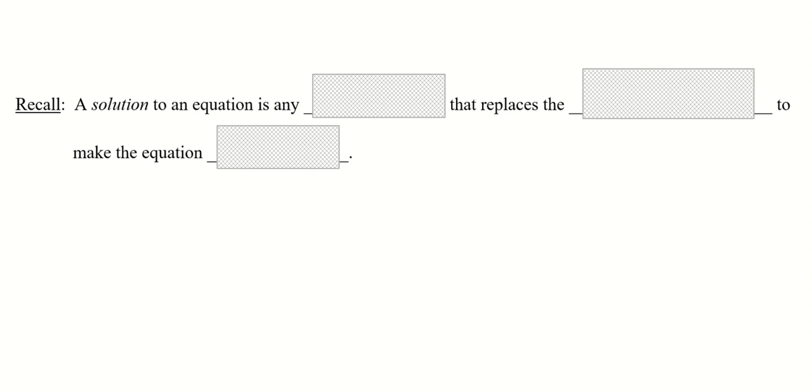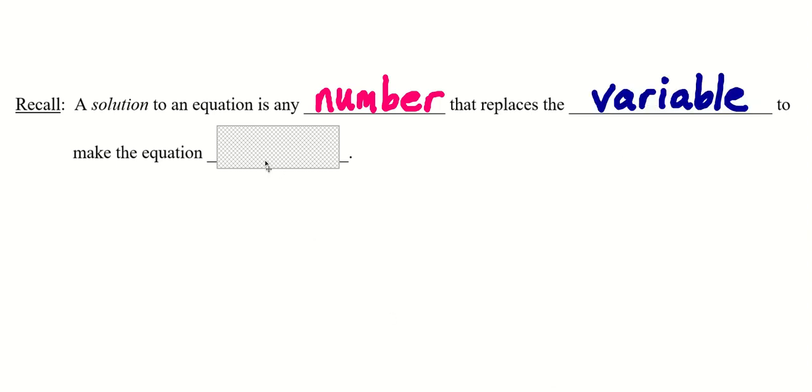Next quick little thing. Just want you to remember what a solution is. We were just working with solutions to equations in recent days and recent sections. And a solution to an equation, remember, is any number that replaces the variable to make the equation true. Never forget what a solution actually is, as a definition. It's just any number that could replace the variable to actually make the equation true.